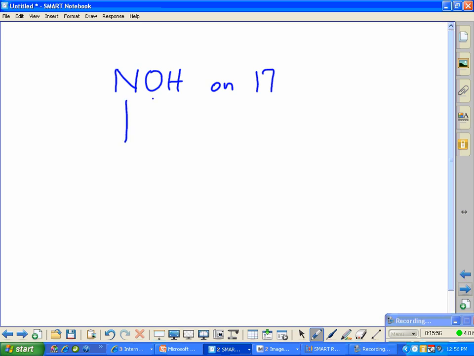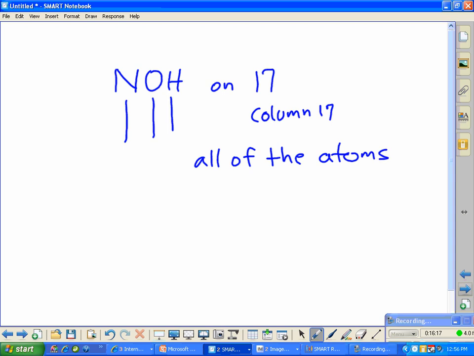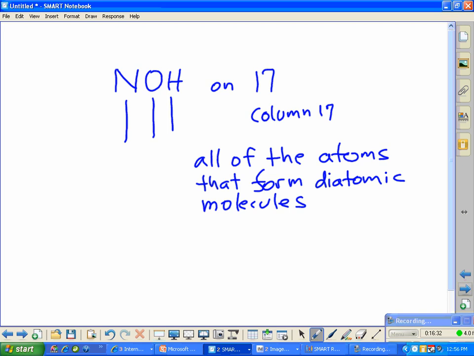Nitrogen, oxygen, hydrogen, and everybody in column 17. Now, that's all the guys that bip around in pairs. All of the atoms, and let's say this more scientifically, that form diatomic molecules. They bip around in pairs. That's my way of saying it.